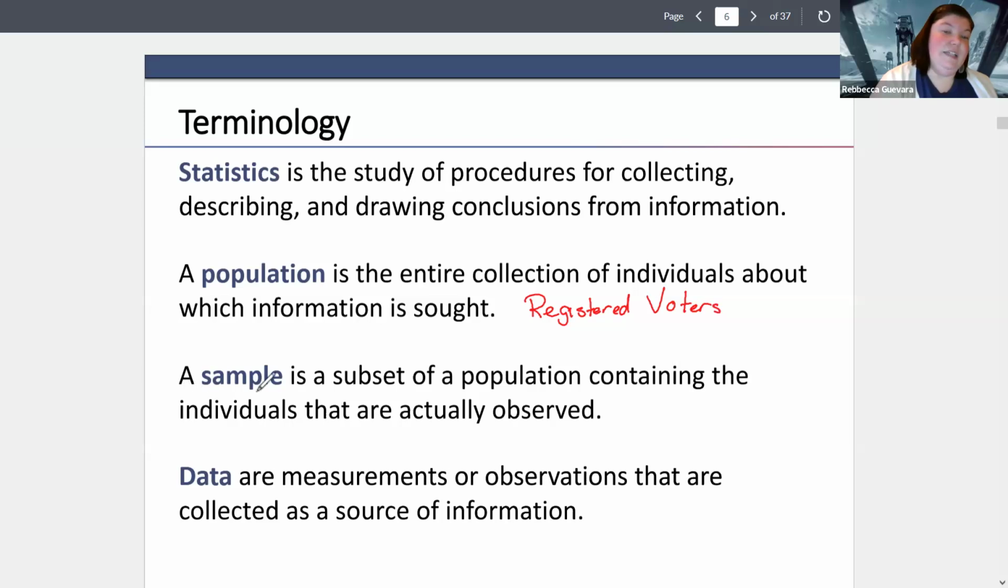A sample is, so let me put this here, all registered voters. A sample is a subset of the population containing the individuals that are actually observed. So we want to know what all registered voters think, but we're only going to collect a sample. So we only have some registered voters in our sample.